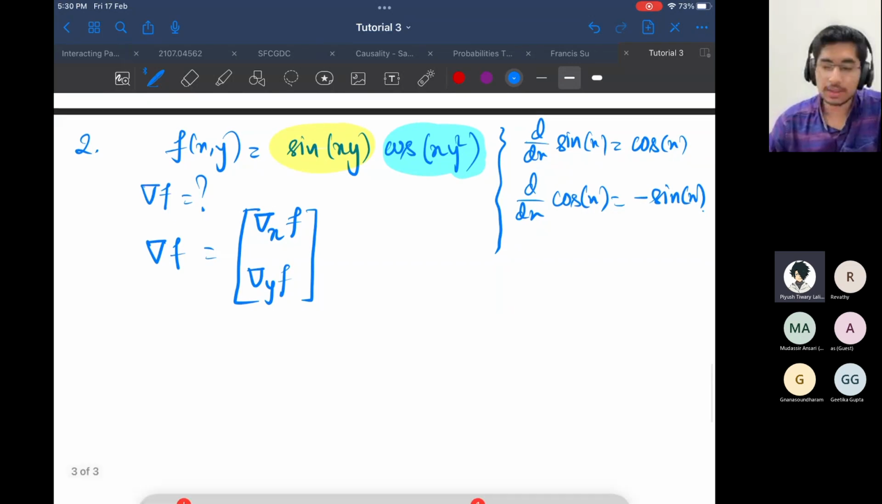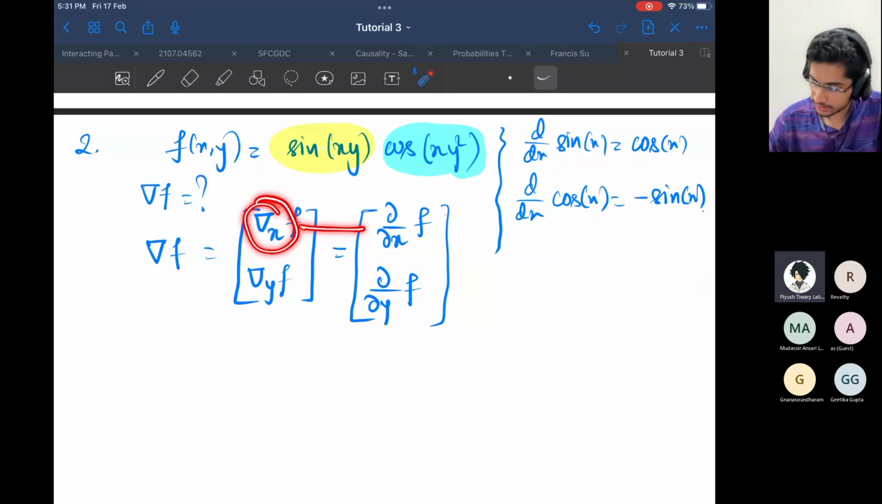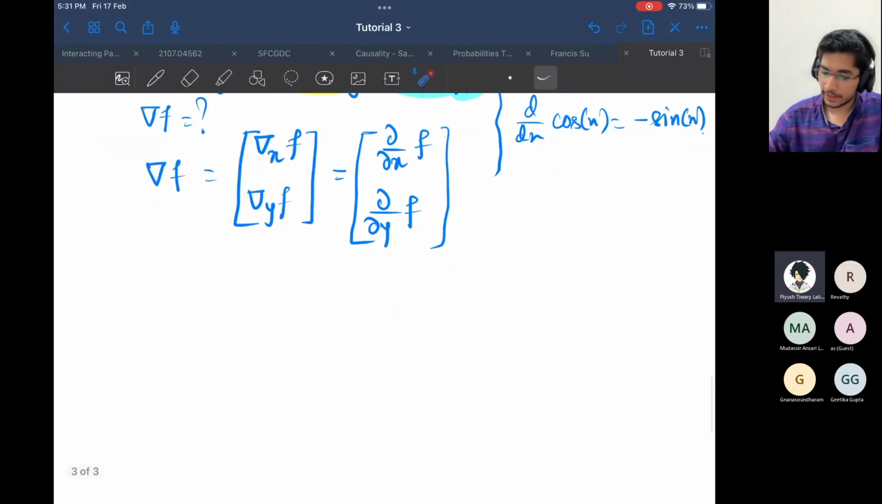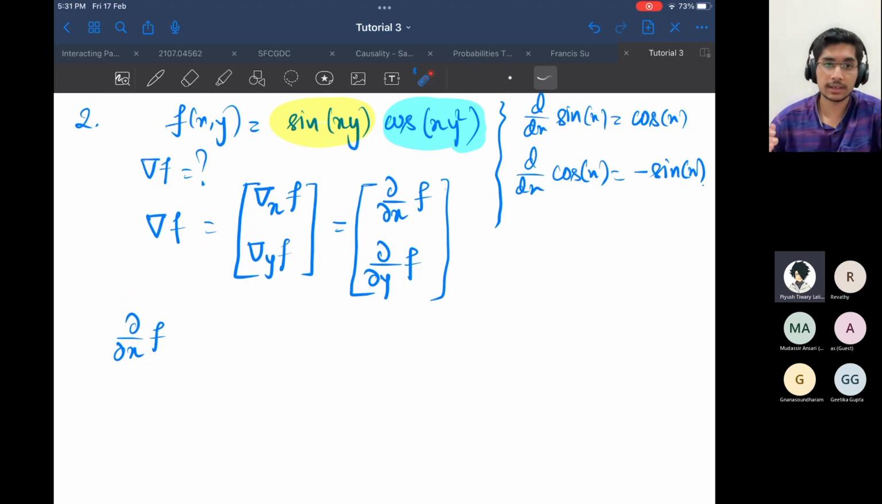Again, what does it mean that I take the differentiation with respect to x? It is just a notation, but we should be clear about what we mean by it. Writing this thing is equivalent to this, and writing this thing is equivalent to this. So let us now calculate each of the elements. So del by del x of f. This is pronounced as del.